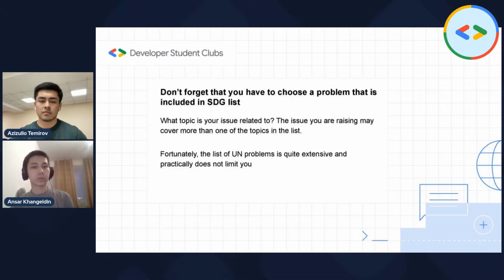Don't forget that you have to choose a problem that is included in the SDG list. What topic is your issue related to? The issue you are raising may cover more than one of the topics in the list. Fortunately, the list of United Nations problems is quite extensive and practically doesn't limit you. Okay, next slide.